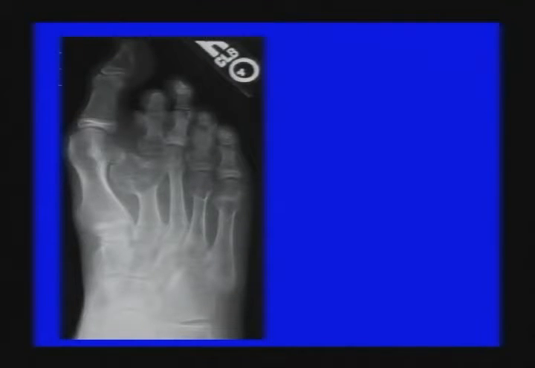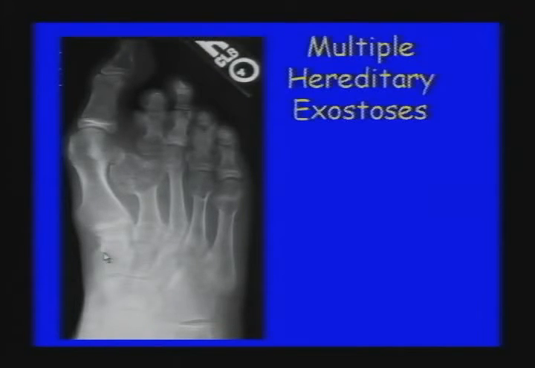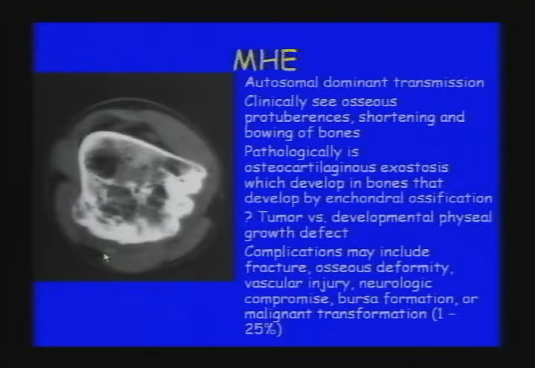Okay, in this case, we can see that there is irregularity of the toes, where we've reached the feet here, and we can see that there is a large expansile lesion that communicates with the medullary space. There's a second and third lesion here, and this is multiple hereditary exostoses, which is an autosomal dominant disease, and these are, some people feel, developmental abnormalities, some people think they're tumors.